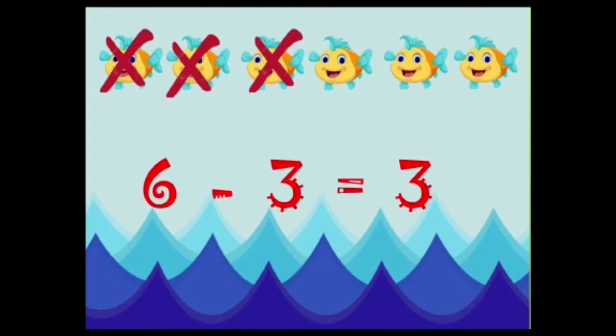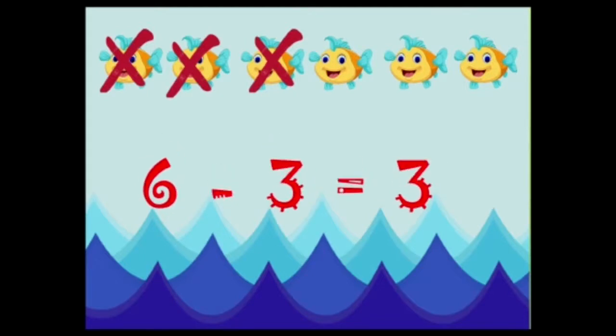That means 6 minus 3 equals 3. So we can say when 3 fishes are taken away out of 6 fishes, we are left with 3 fishes.